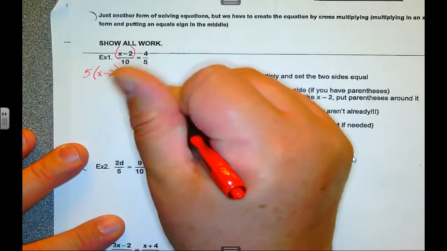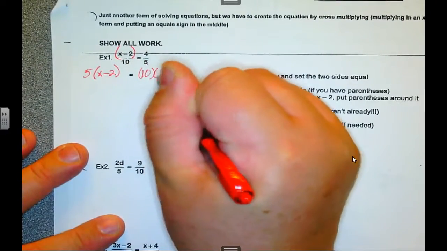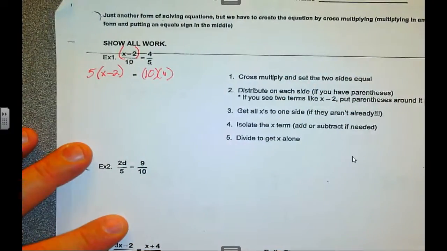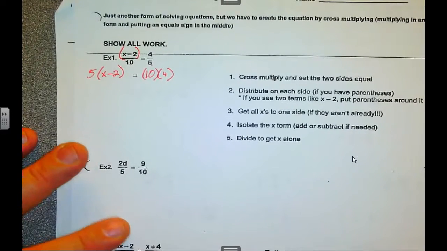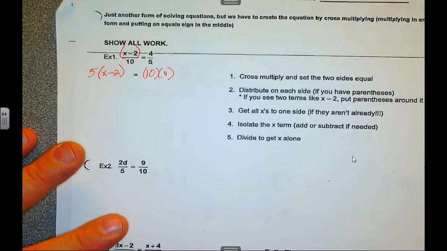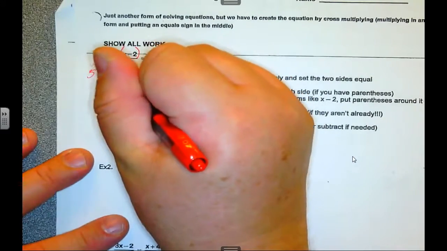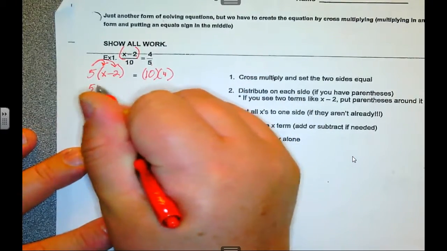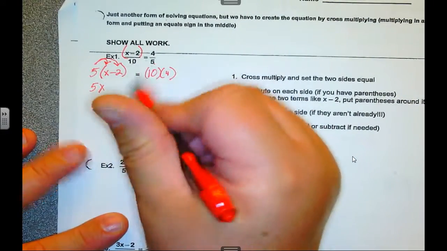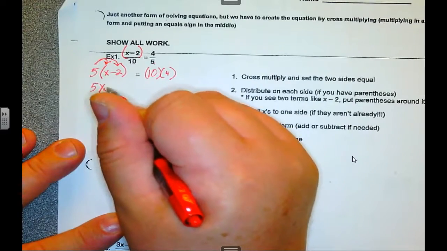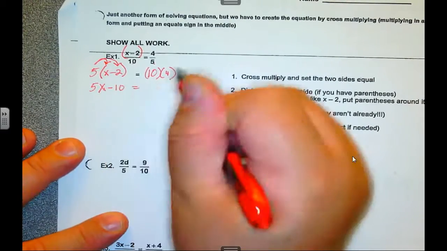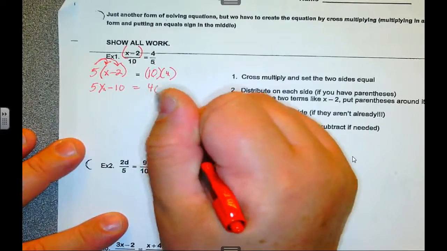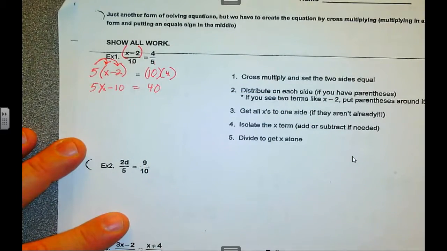Then I have 10 times 4. If you don't put the parentheses, you will forget to distribute that 5. 5 times x, 5x. 5 times minus 2, minus 10. 10 times 4, 40. Solve for x.